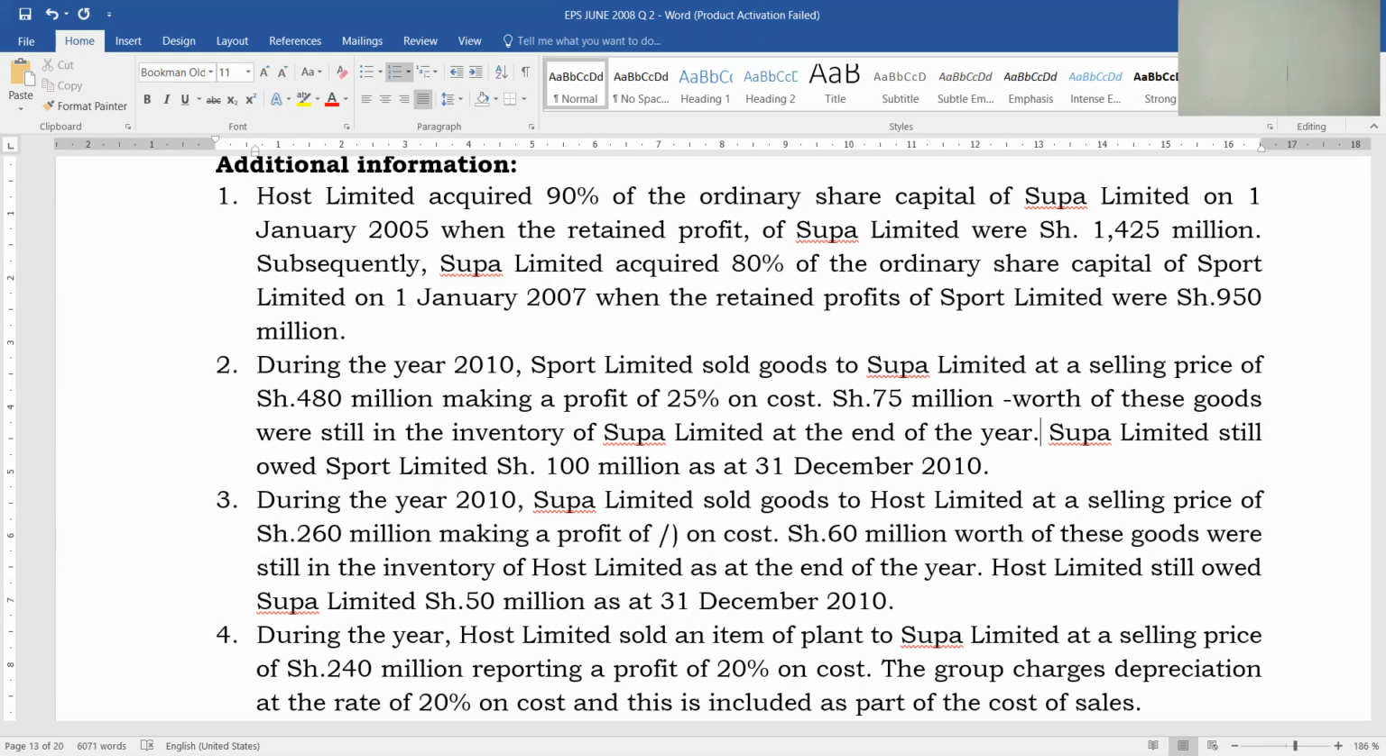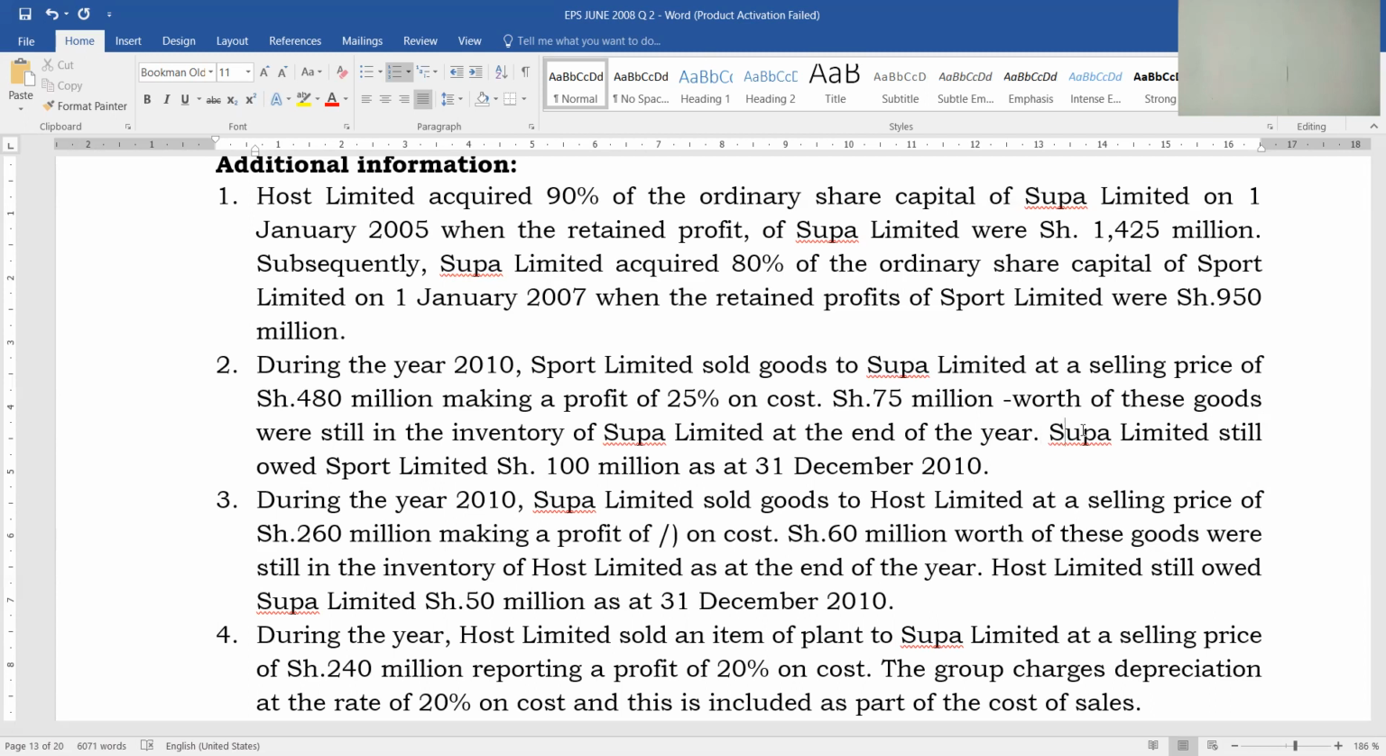But now the entity which received these goods, which is called Super, at the end of the year has not resold all the goods. That is why you are told here, 75 million worth of these goods was still in the inventory of Super Limited at the end of the year.